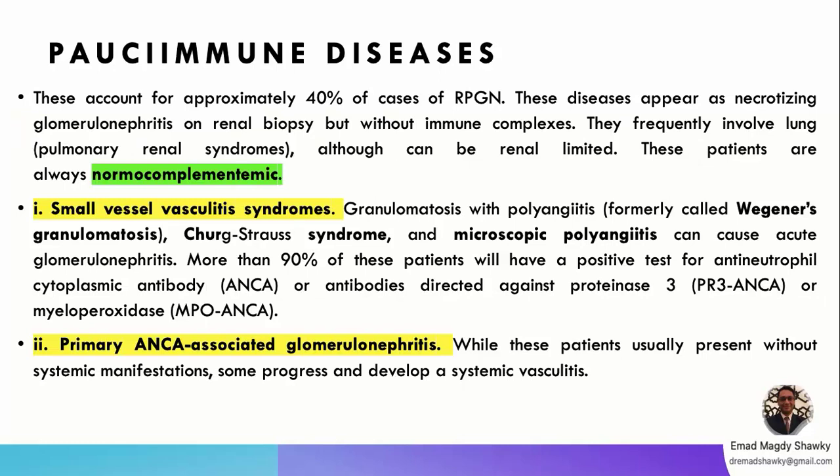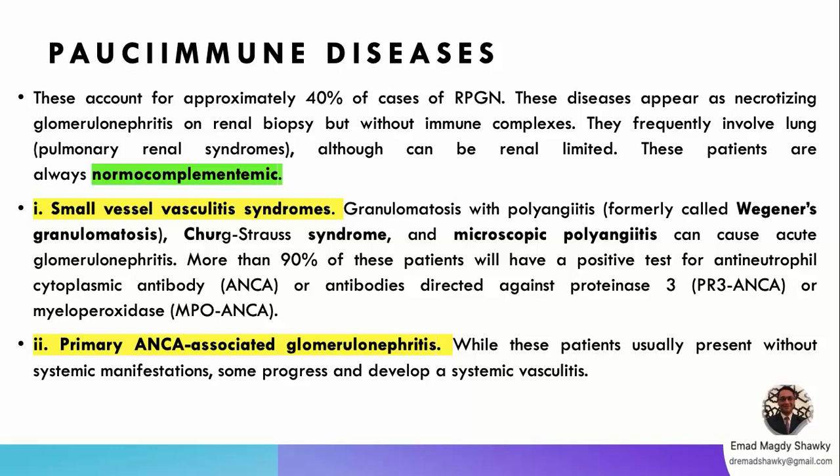The autoimmune disease, again, the characteristic of the autoimmune disease, number one, it accounts for 40% of the patients presenting with rapid progressive glomerulonephritis. So if I have a patient with rapid progressive glomerulonephritis, I have a 40% possibility that this disease is not immune complex mediated, it's an autoimmune disease. If I test the complement, I will see a normal complement.